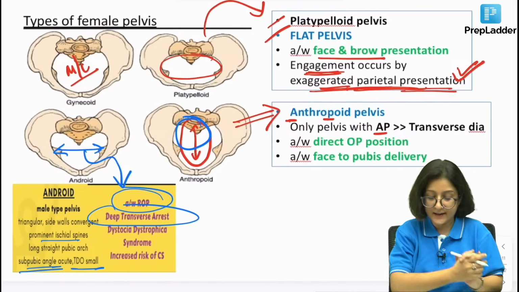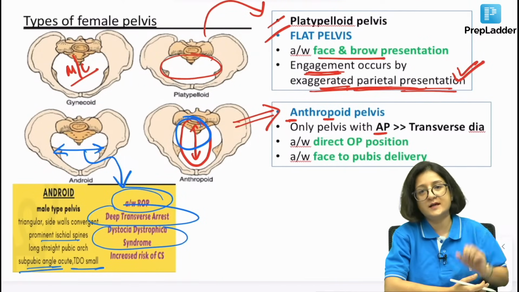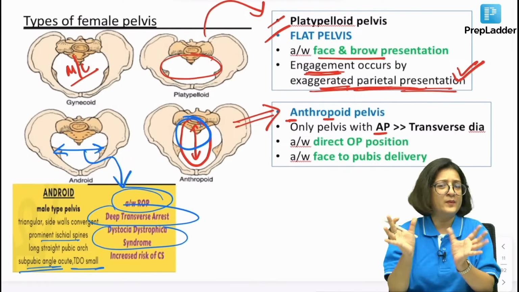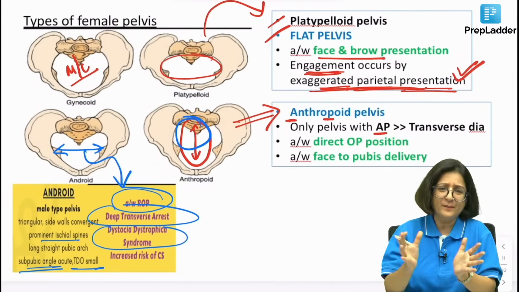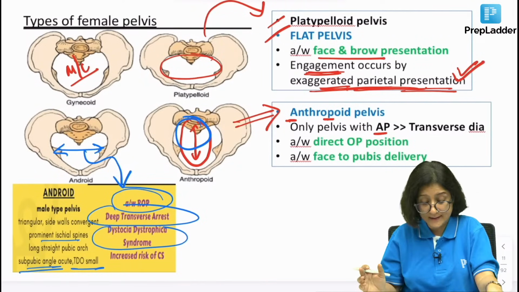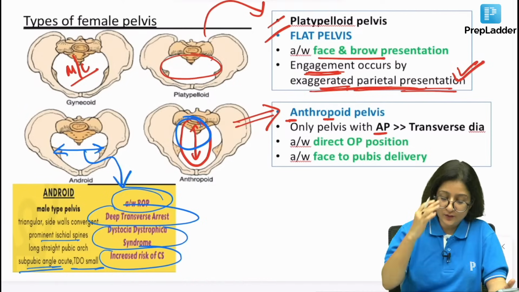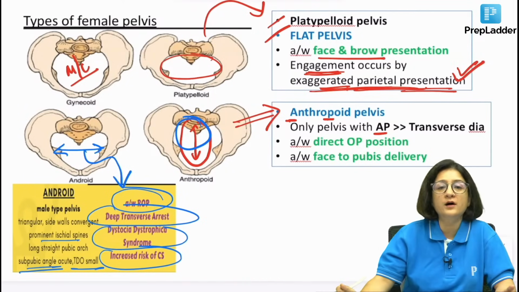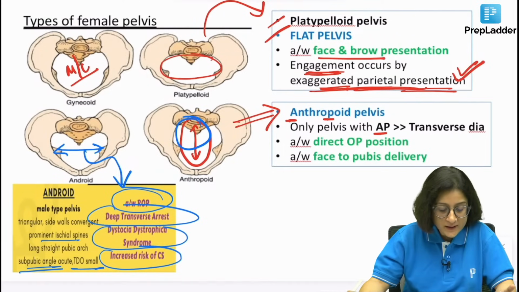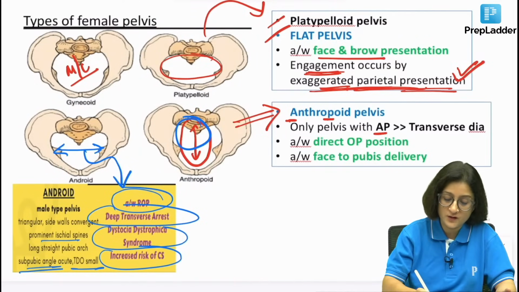So deep transverse arrest. It is also associated with something that we call dystocia dystrophica syndrome. Dystocia is for abnormal labor patterns, abnormal progress in labor. Dystrophica is for the pelvis being abnormal, and also women tend to be short height, obese, and with thick and small thighs. And obviously with this kind of pelvis, so many things that I discussed can also lead to increased chances of ending up with a cesarean section for all the reasons that I just mentioned. All right. So these are the important pointers regarding the types of female pelvis which you should keep in mind.